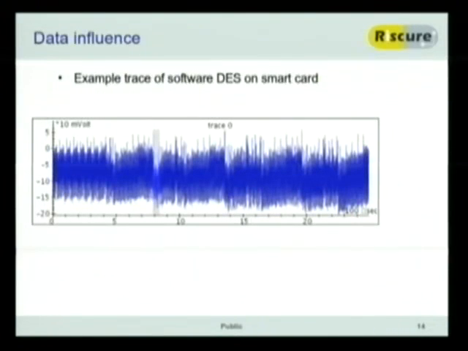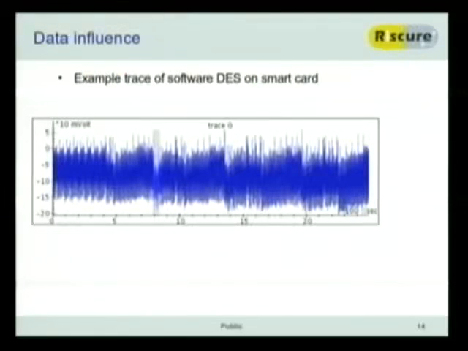So that was more on simple power analysis, which only works if you have very leaky cards. So basically, if you look at one trace, you can see the differences. So this is typically what we would see. For instance, this is a software DES. So it's executing on a card, and it's calculating a DES.